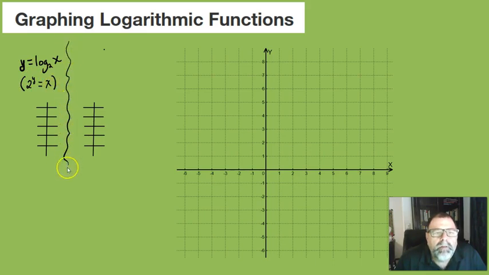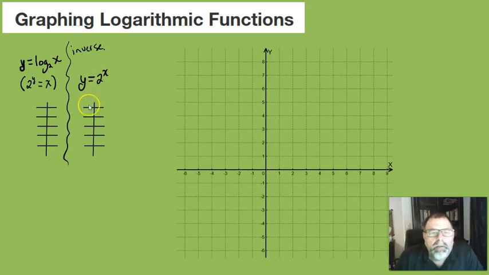Okay, and we also learned that for the inverse, we're going to switch the x and y. So let's do the inverse of this one. The inverse would be, I'm going to switch the x and y, and switch it around, so it'll be y equals 2 to the x.